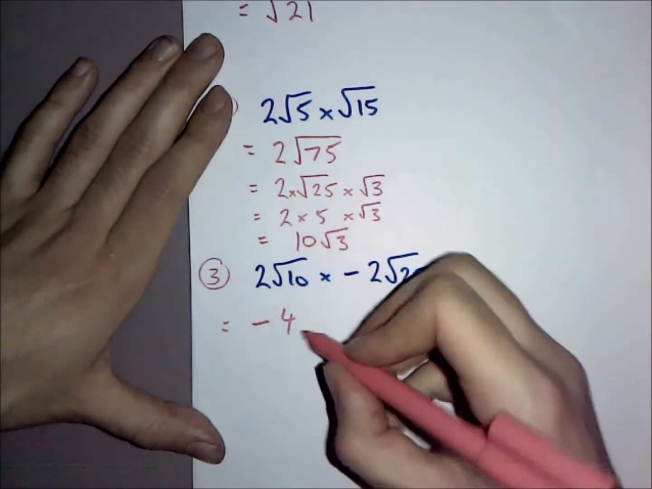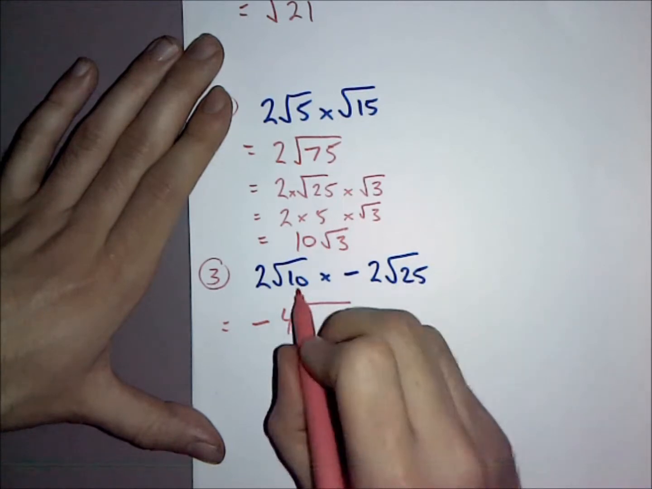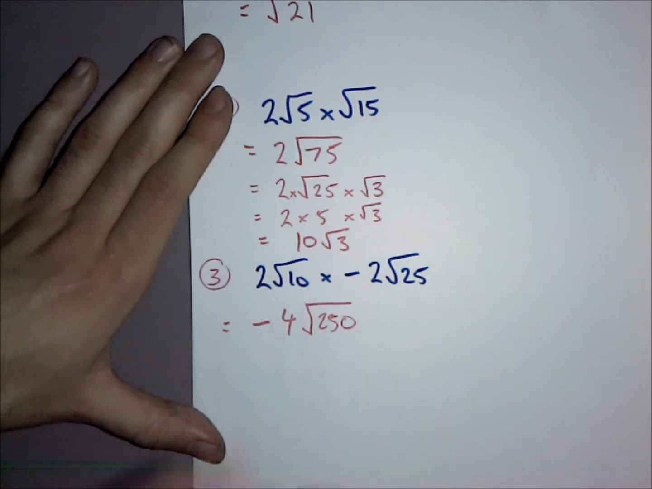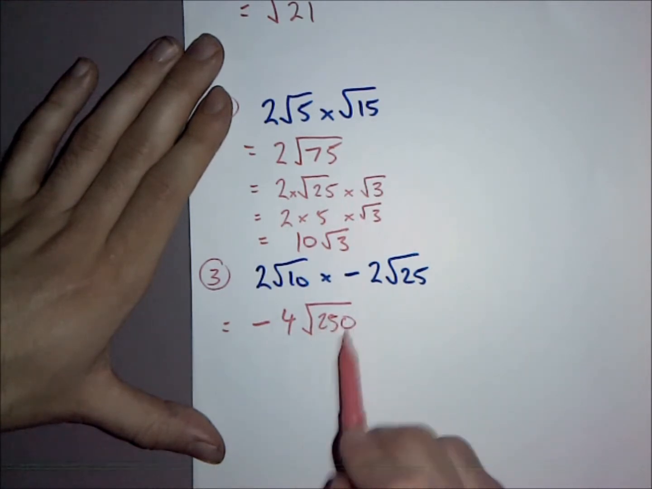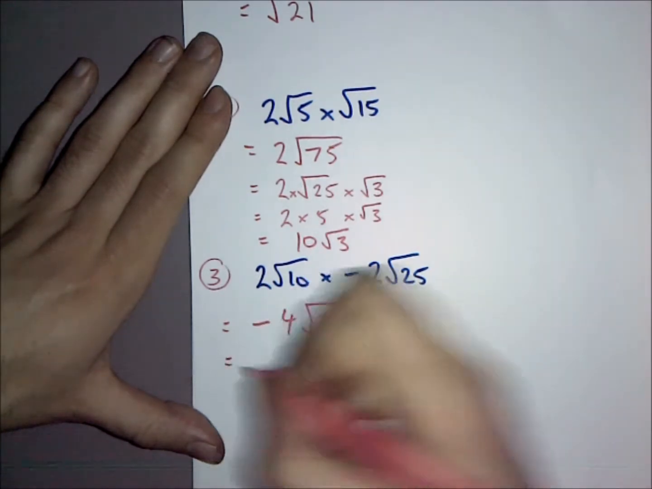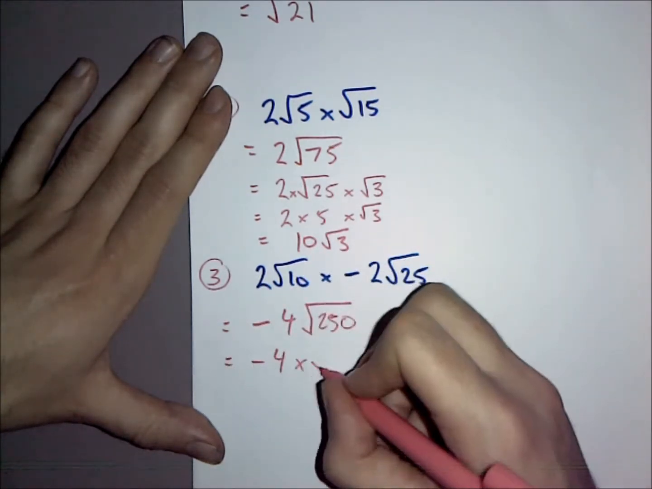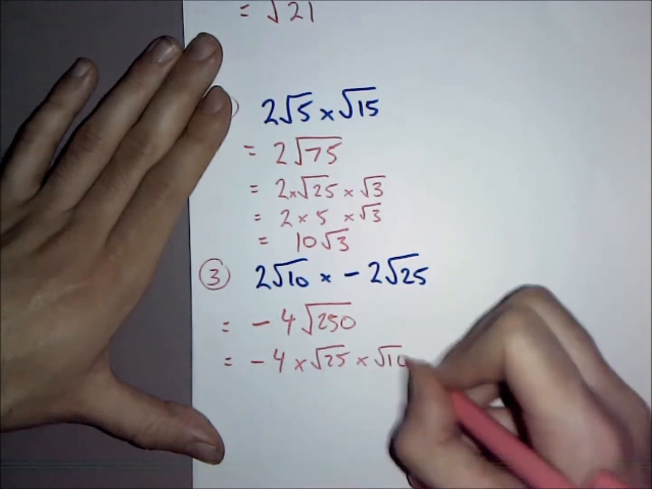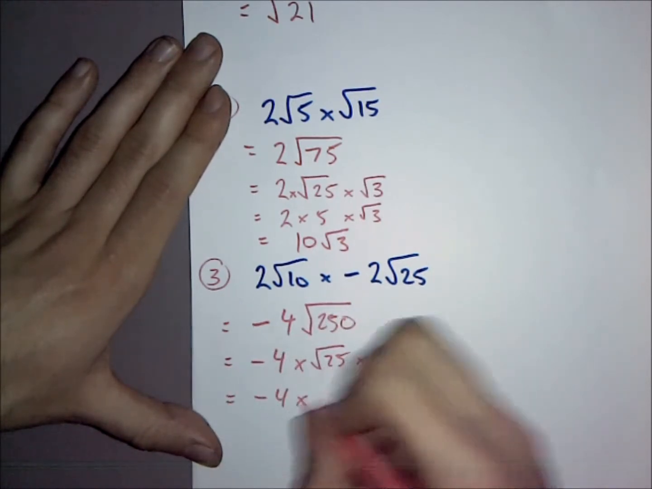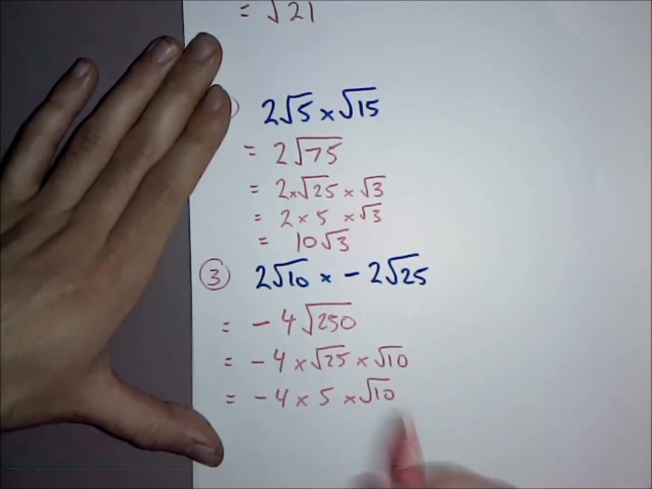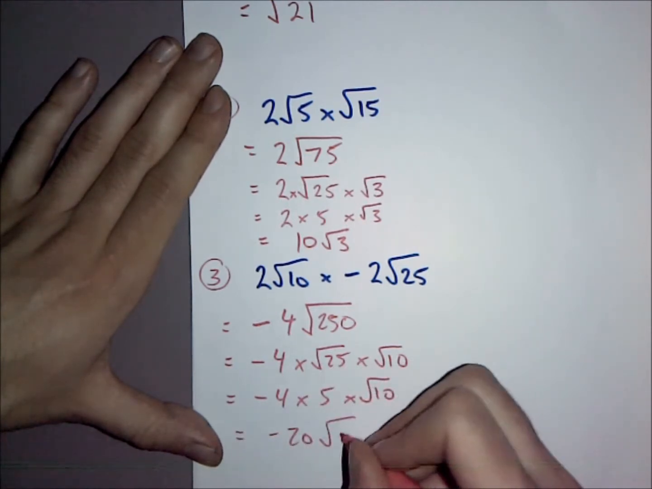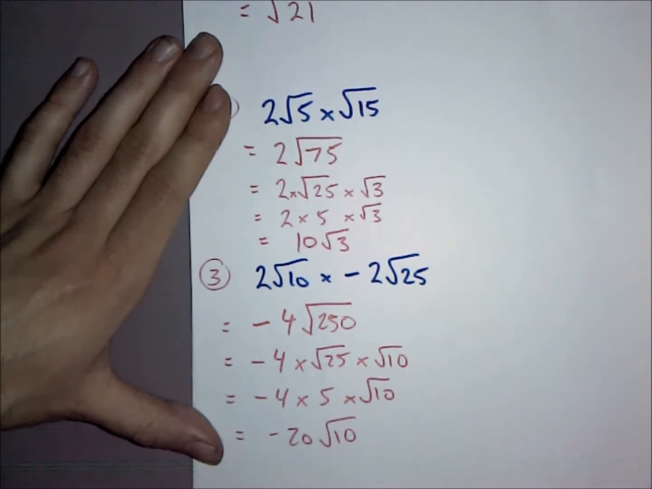And then we'll deal with the square root. So that's going to be the square root of 10 times 25, which is 250. Now 250, we can break that up into 25 times 10. So it's going to be negative 4 multiplied by the square root of 25 times the square root of 10. The square root of 25 is just 5, so it's going to be negative 4 times 5 times the square root of 10, and then we'll just multiply our numbers together. So negative 4 times 5 is negative 20, and we'll have the square root of 10, and I can't break down that square root of 10 any further.